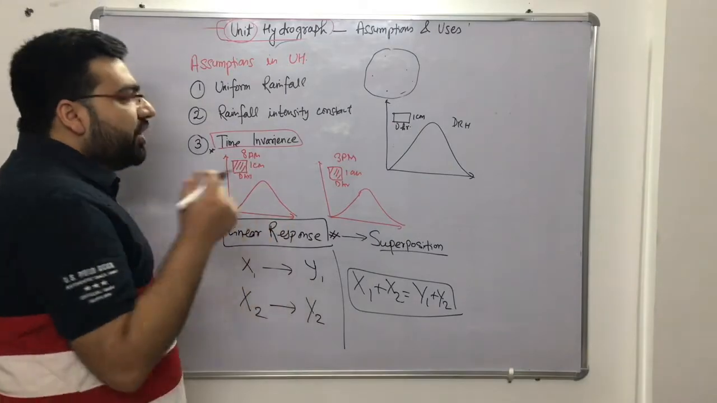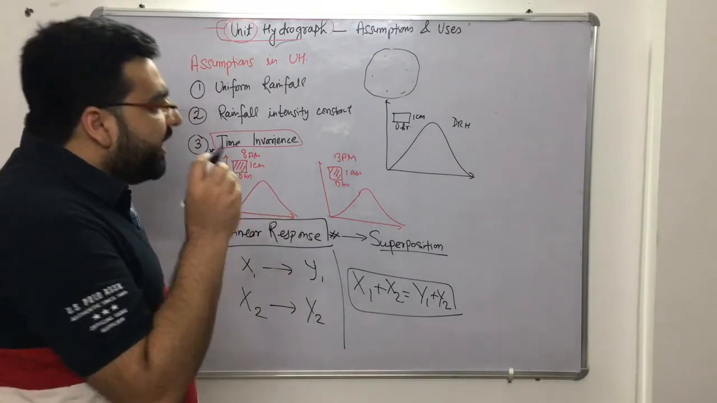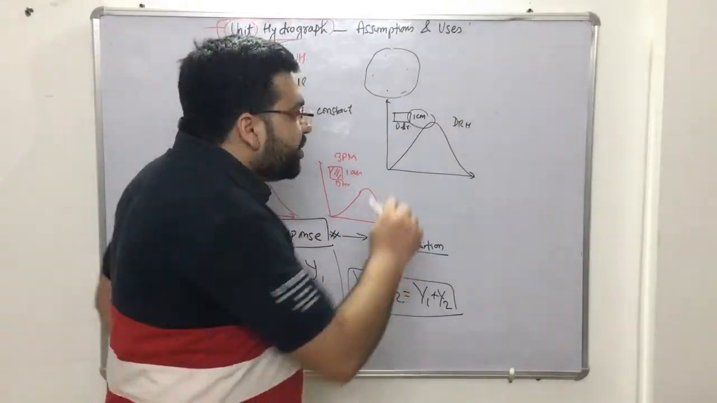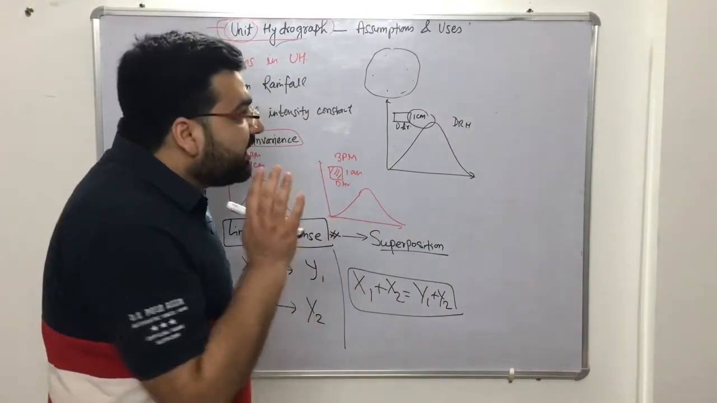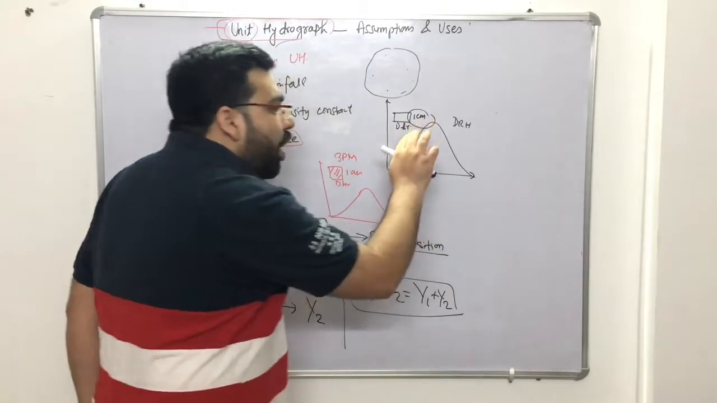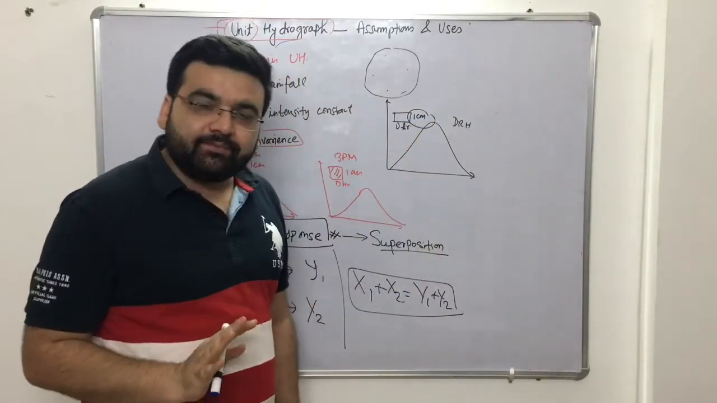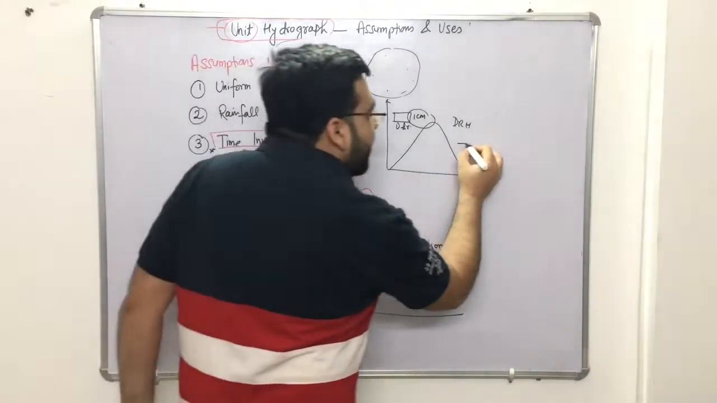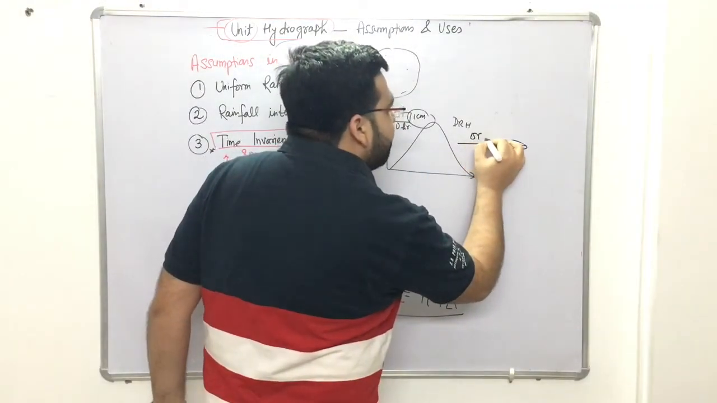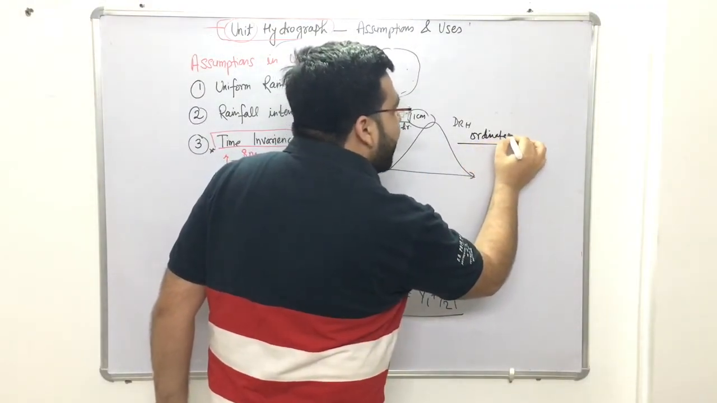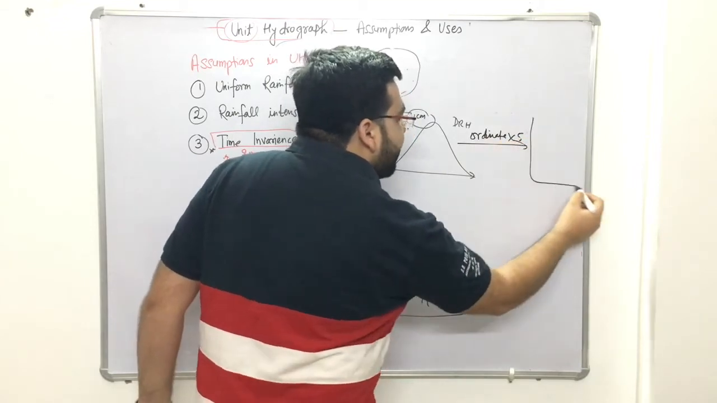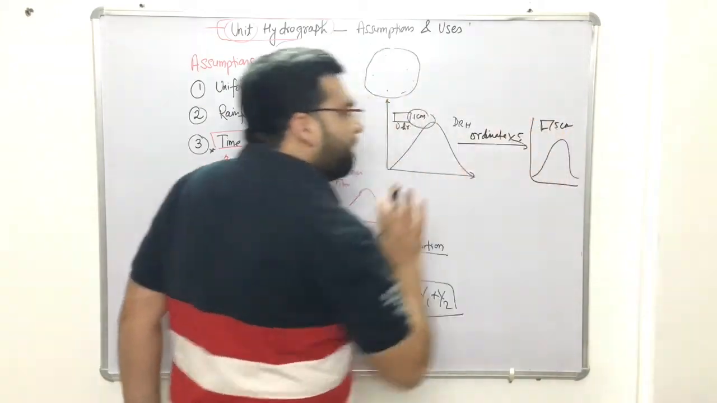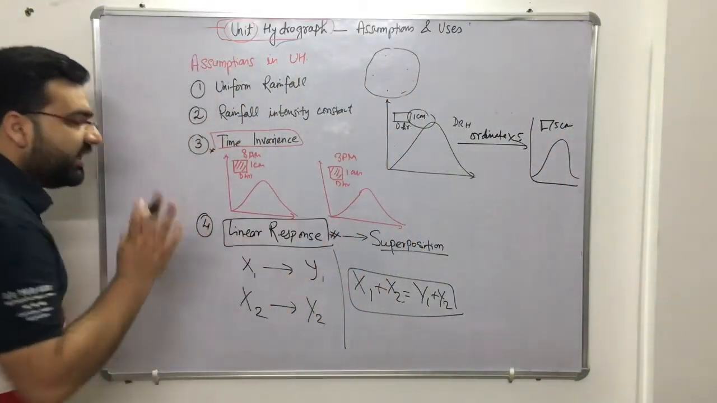Now in examination, if you are asked to determine a direct runoff hydrograph of, let us say, 5 centimeter of rainfall, then what will you do? You just have to multiply the ordinates with 5. Simple. You just multiply the ordinates with 5 and you will get a direct runoff hydrograph of 5 centimeter rainfall. So that is the meaning of your linear response.